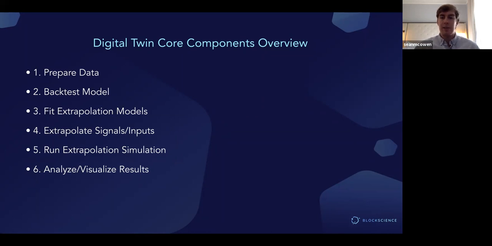Number 4 is extrapolating out all these different signals. So this is just random sampling. And then the 5th one is taking these random different paths you've sampled and running Monte Carlo simulations to see a lot of the different paths that could be happening over the future based on the extrapolating signals. And then finally, there's the analysis and visualization step.